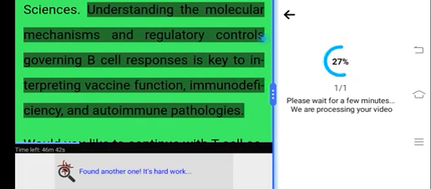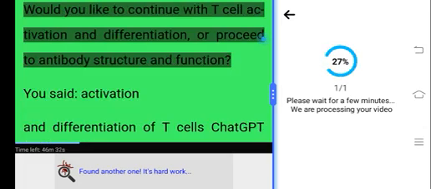Understanding the molecular mechanisms and regulatory controls governing B cell responses is key to interpreting vaccine function, immunodeficiency, and autoimmune pathologies. Would you like to continue with T cell activation and differentiation, or proceed to antibody structure and function?